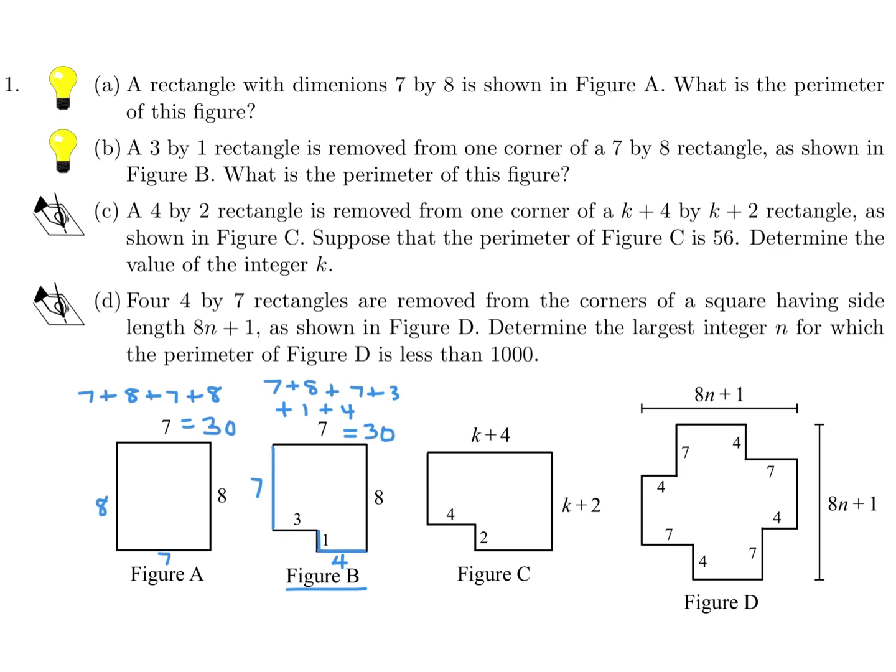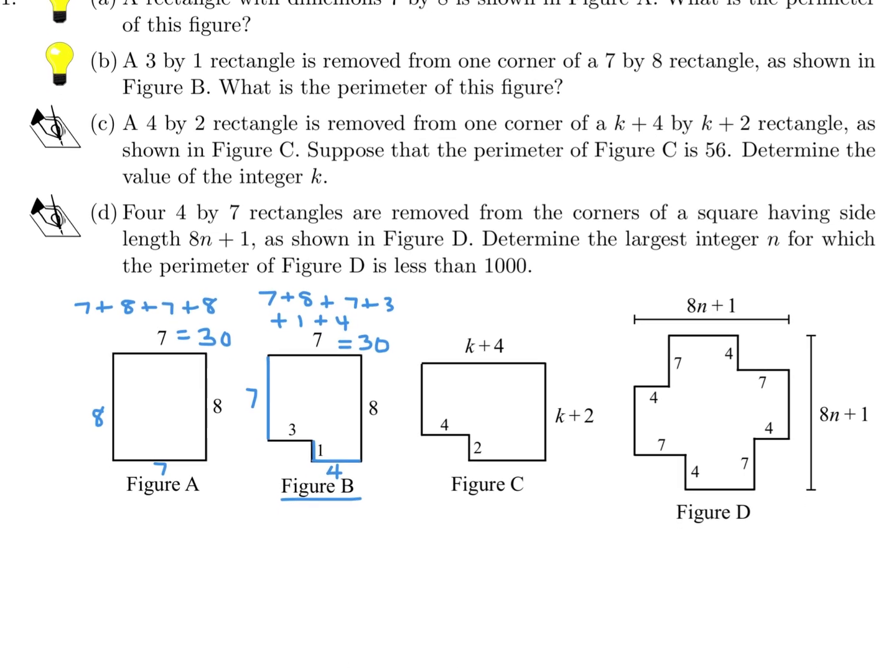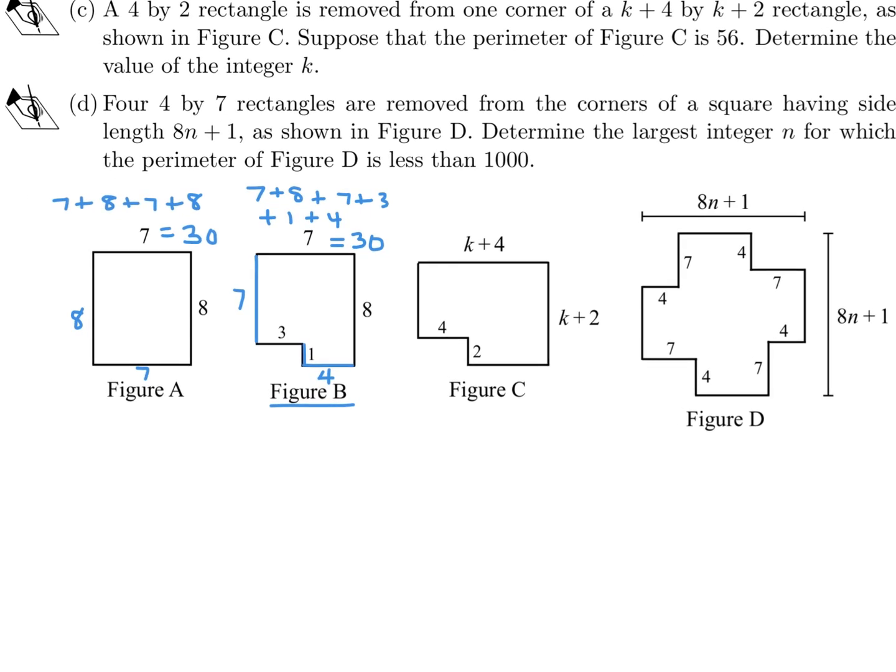Interesting. C. A 4 by 2 rectangle is removed from one corner of a k plus 4 by k plus 2 rectangle as shown in figure C. Suppose that the perimeter of figure C is 56. Determine the value of k. A little bit different this time. A lot of these are labeled, so we have to figure out what's the label here. Well, that's going to be this k plus 2 minus this 2, so that's just k. And then this side is going to be this k plus 4 minus this 4, which will be, again, k.